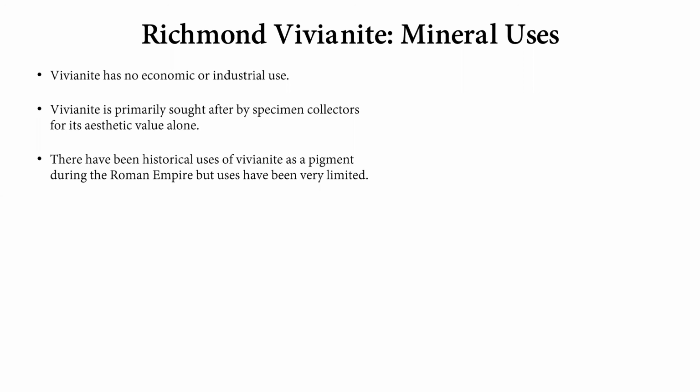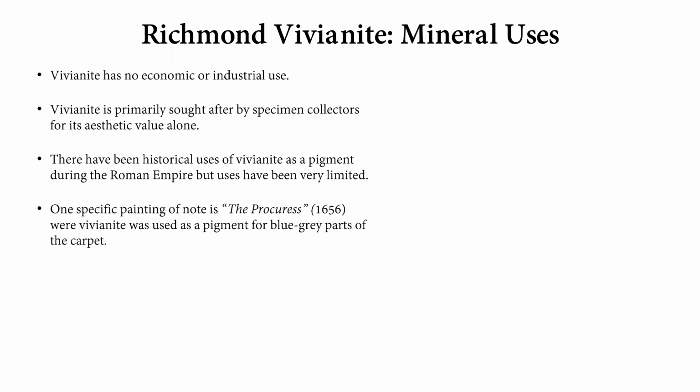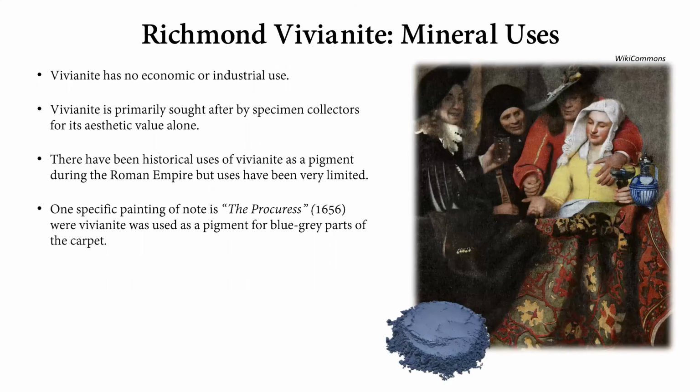used in old paintings. One specific painting that I found online, which I thought was really interesting, was the Procurus. It was painted by Dutch painter Johannes Vermeer, and here you can see the painting, and the pigment itself was used for these bluish gray parts of the carpet in the painting. So Vivianite can be used as a pigment in oil paintings and other paintings like that, but it's not necessarily the main thing.